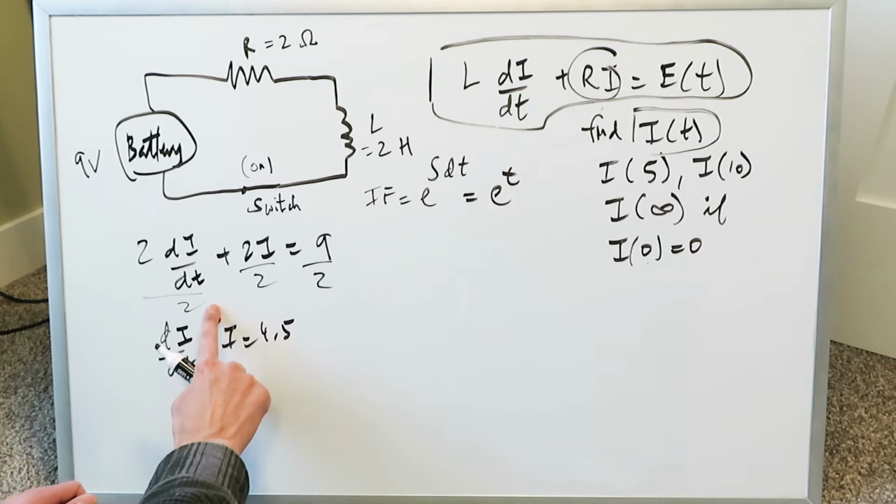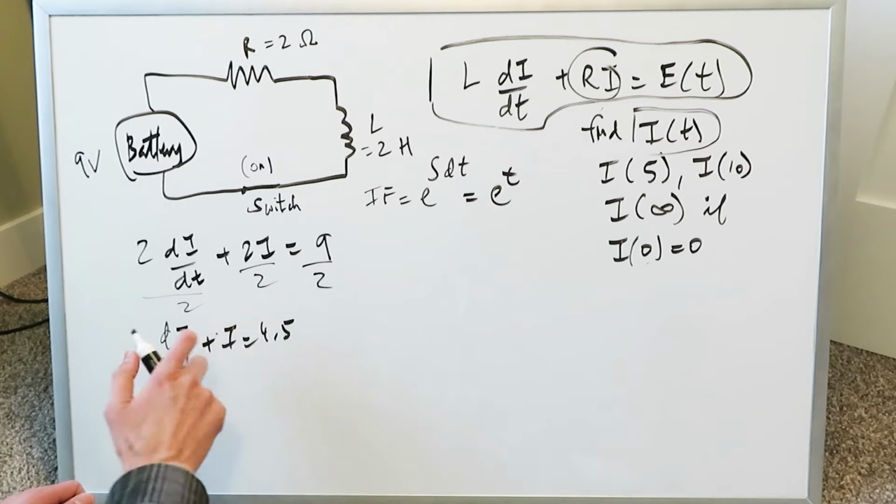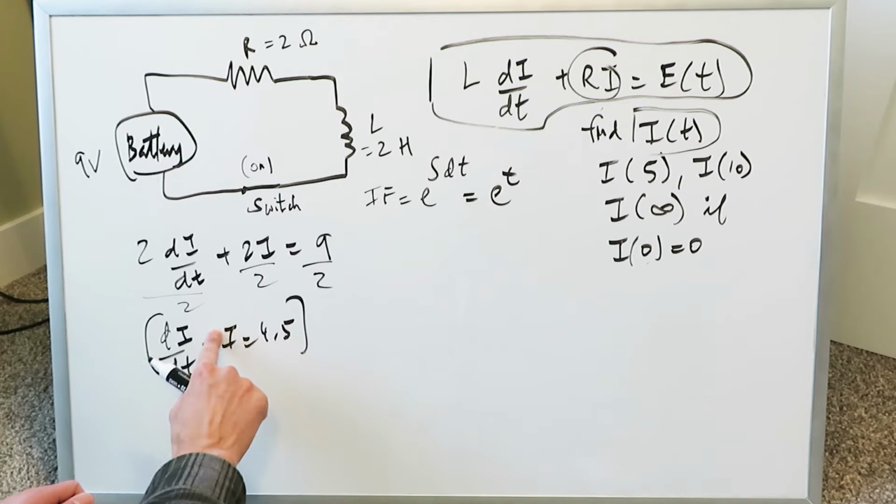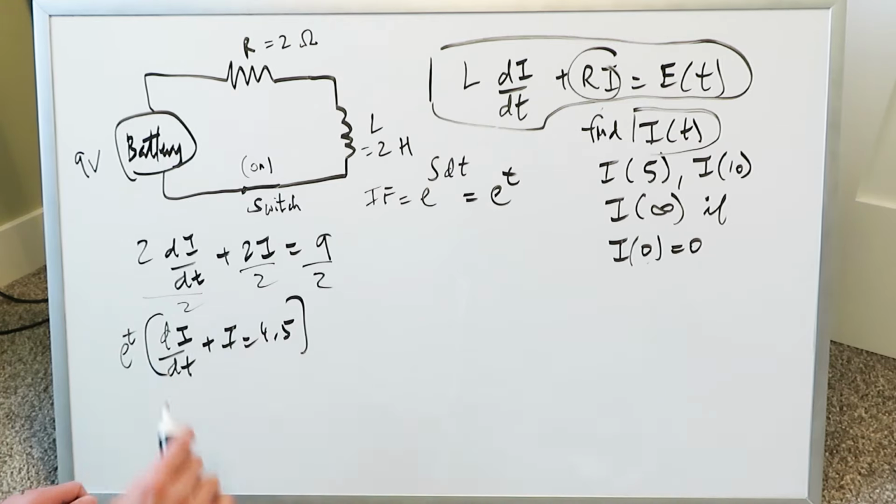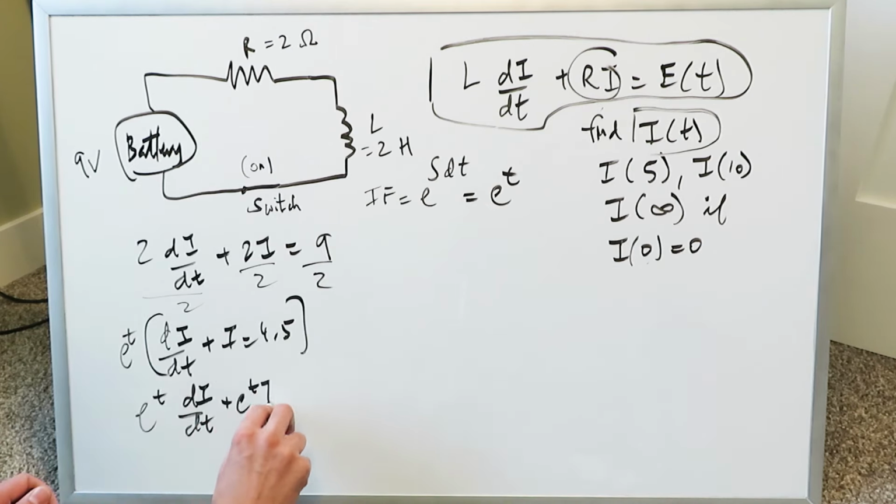That e to the t is now going to multiply across and distribute across this item that you see, and when you open it up, you'll have e to the t di/dt plus e to the t i is equal to 4.5 e to the t. You see all of that. There's nothing here out of the ordinary.